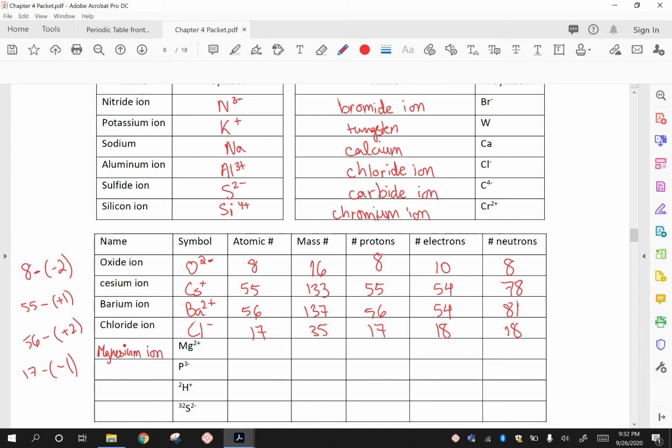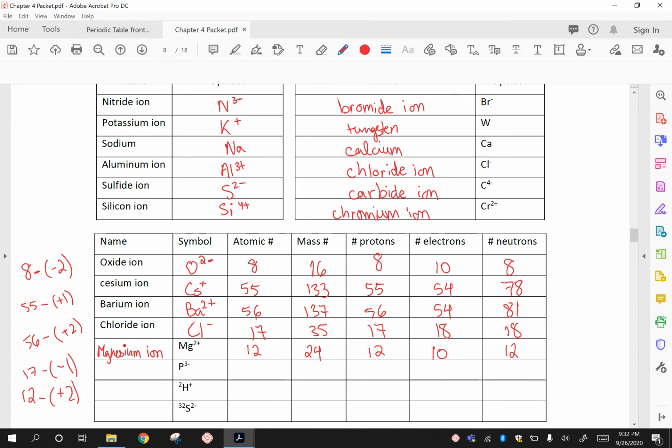Okay, the atomic number is 12, which tells us that the protons are also 12. For the electrons, we take the atomic number, which is 12, minus the charge, which is +2, so that gives us 10. For the mass number, it is 24 from the periodic table. 24 minus 12 is 12 neutrons.